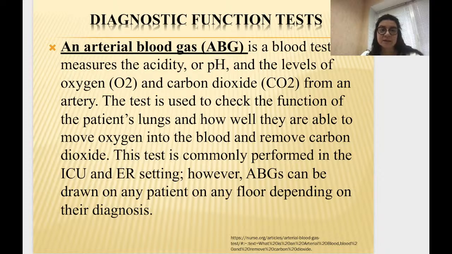We can also use arterial blood gas. Arterial blood gas is a blood test that measures the acidity or pH and levels of oxygen, O2, or carbon dioxide, CO2, from an artery. The test is used to check the function of the patient's lungs and how well they are able to move oxygen into the blood and remove carbon dioxide. This test is commonly performed in the ICU and ER setting. However, arterial blood gases can be drawn from any patient on any floor depending on their diagnosis.